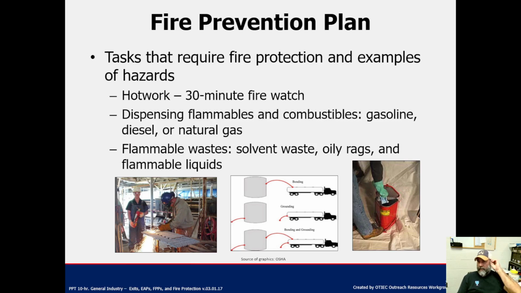So here's some other examples that we would find in the fire protection plan. One of the things I didn't really even know until I went through my OSHA required class was the 30-minute fire watch after any hot work has been conducted in your facility. So if you have an individual that's running a torch, a welding situation, cutoff situations, according to OSHA regulations, there needs to be a fire watch posted in that area for a minimum of 30 minutes to verify that there won't be any fires created.